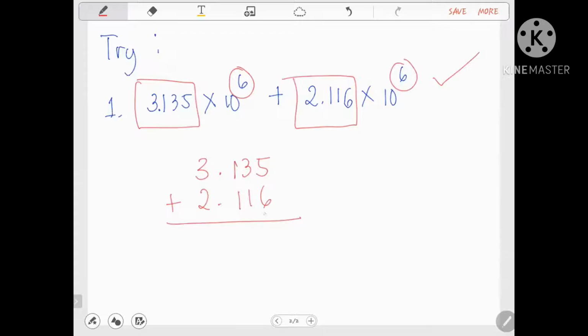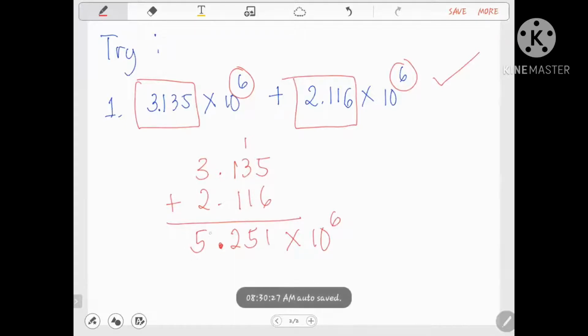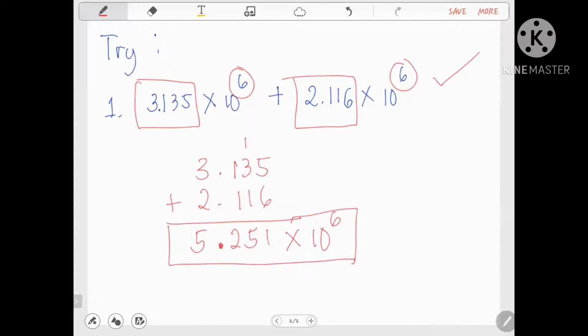2.116. So 5 plus 6 will give you 11, carry 1. So 3 plus 1 plus 1 is 5, and then 1 plus 1 is 2. Then since this is the decimal, just put a decimal here, and then 3 plus 2 is 5. Therefore, the answer is 5.251 times 10, just copy, 10 to the 6th. And since there is already one whole number before the decimal, that's the final answer. For those who got the correct answer, great job.